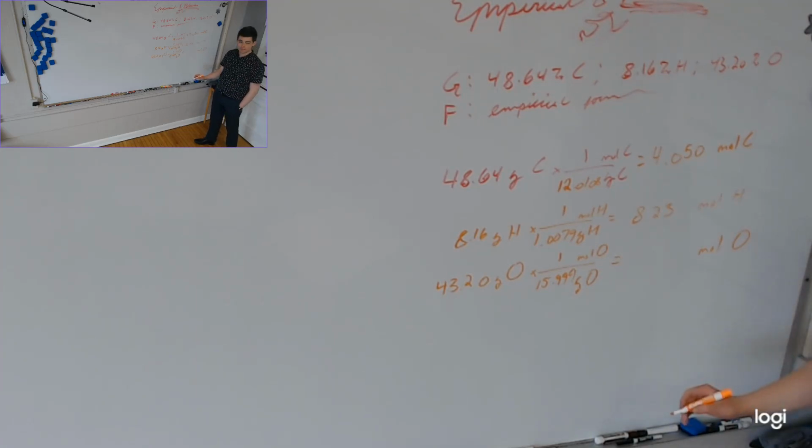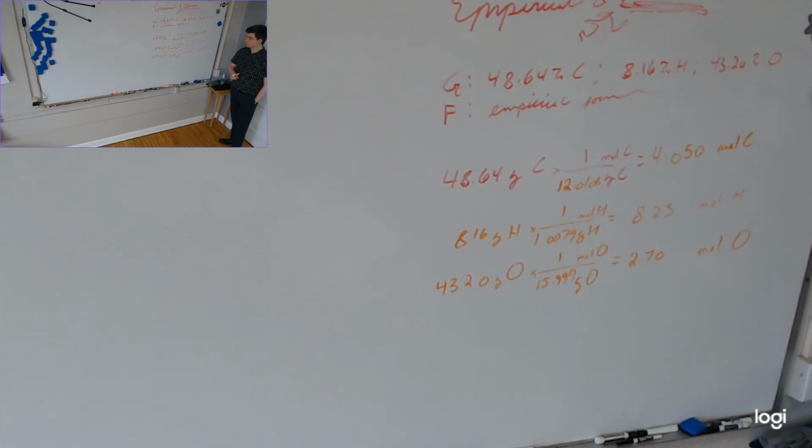What is this one? This one would be 2.70 moles of oxygen. Corroborate? Okay, yeah, and on the one before, she got 8.23 and I got 8.09, but they're kind of close. Maybe I'm wrong, but I thought this looks 2.70. Okay.